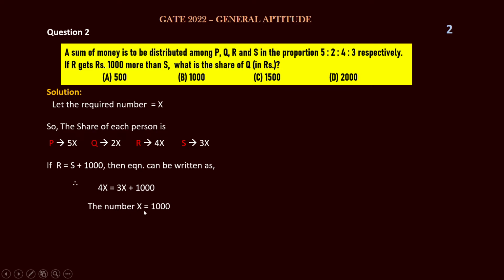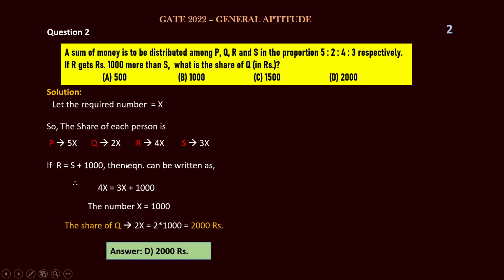With the x value we can find out the share of each person, 5x, 2x, 4x and 3x. Here they have asked for the share of Q only. The share of Q is already taken as 2x, so we can find the answer directly. 2 into 1000, 2000 rupees. So option D is the correct one. Like this we can solve the problem.